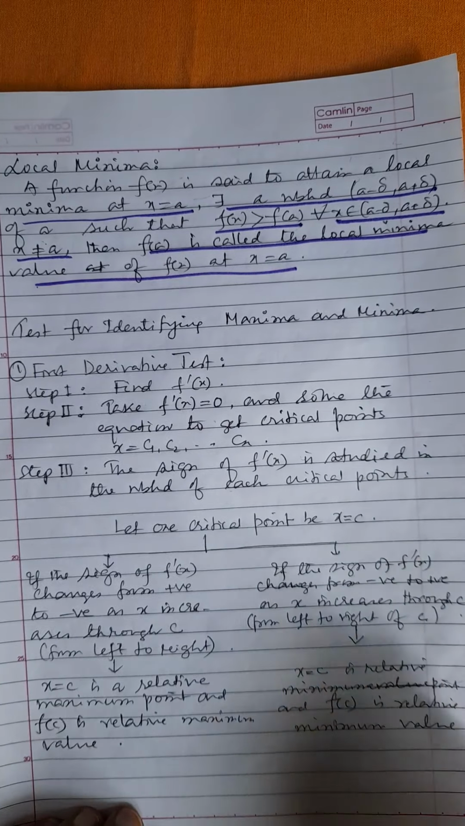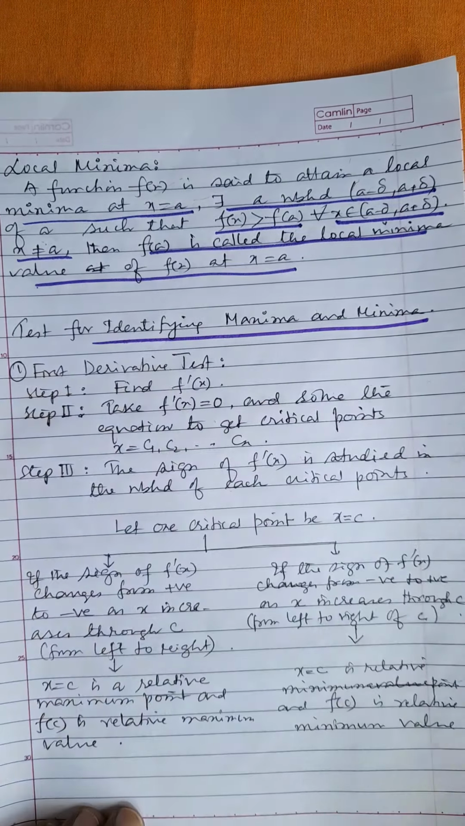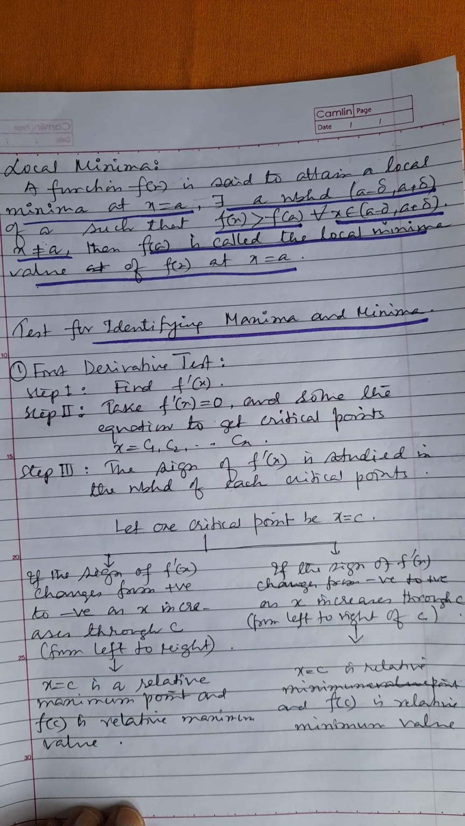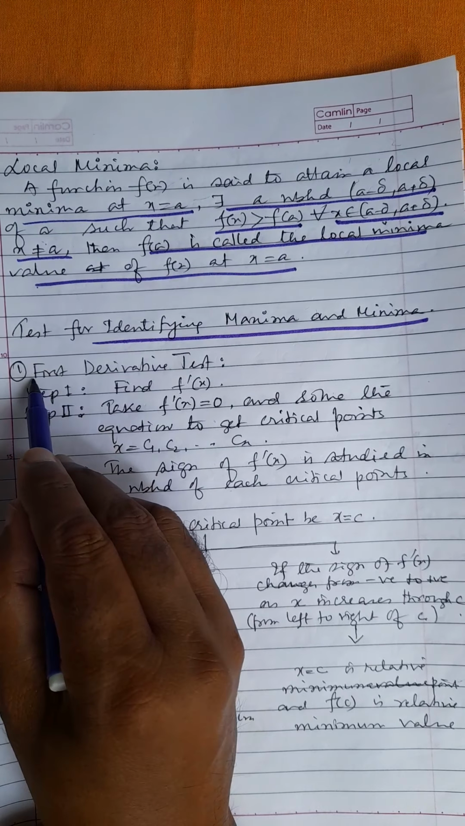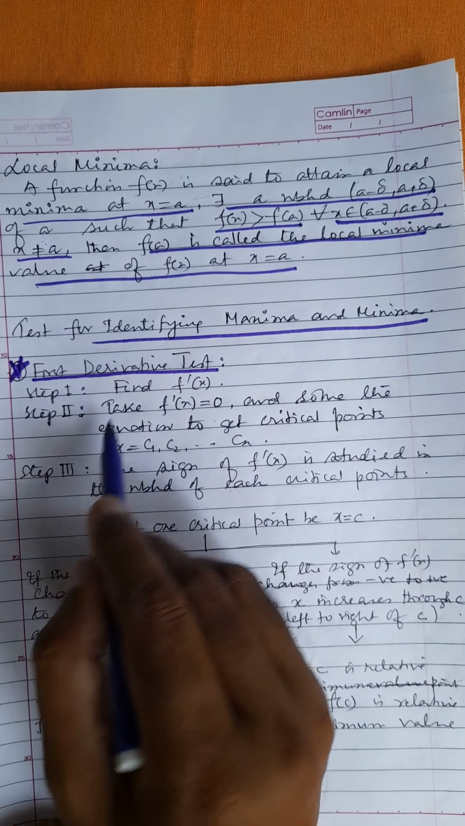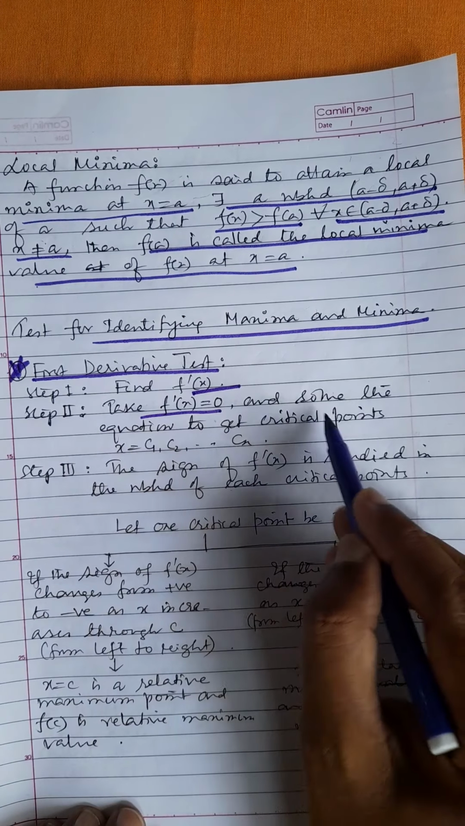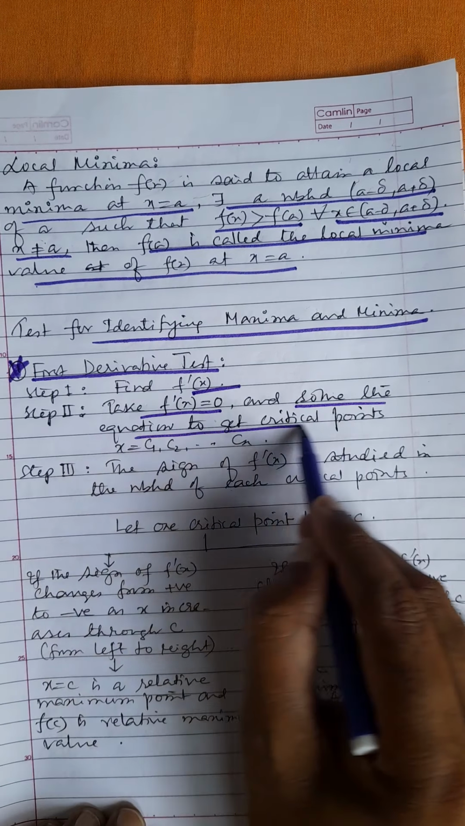Okay. Tests to identify the maximum and minimum values. How do we find the maximum and minimum value? The first one is the first derivative test. This is important. Step 1: find f'(x). Step 2: take f'(x) equal to 0 and solve the equation to get the critical points.